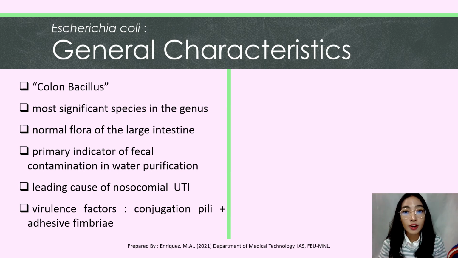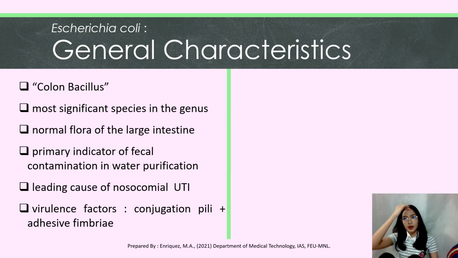So in water testing, or the bacterial analysis of water purity, which is usually done for water supply companies and water refilling stations, malalaman po natin dito kung possibly contaminated ng fecal material yung water supply if we were able to isolate Escherichia coli from the sample. So yun po yung ibig sabihin nitong statement na to. Okay? So Escherichia coli is a primary indicator of fecal contamination in water purification.